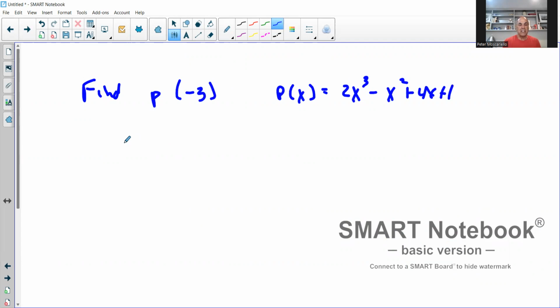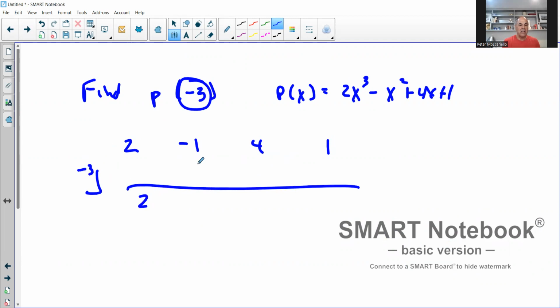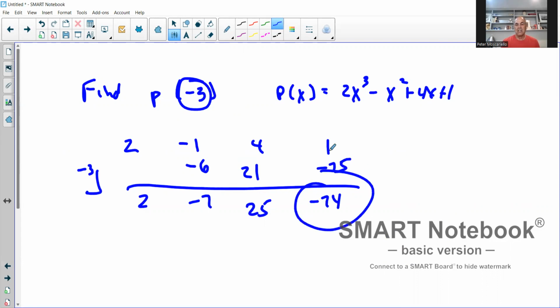So that's again synthetic division, 2, negative 1, 4, 1. No placeholders there. And we use the actual negative 3 here. And here, all I'm interested in is the remainder. This is our answer. In other words, if I had put in negative 3 for x, all the way along the line, I get negative 74.